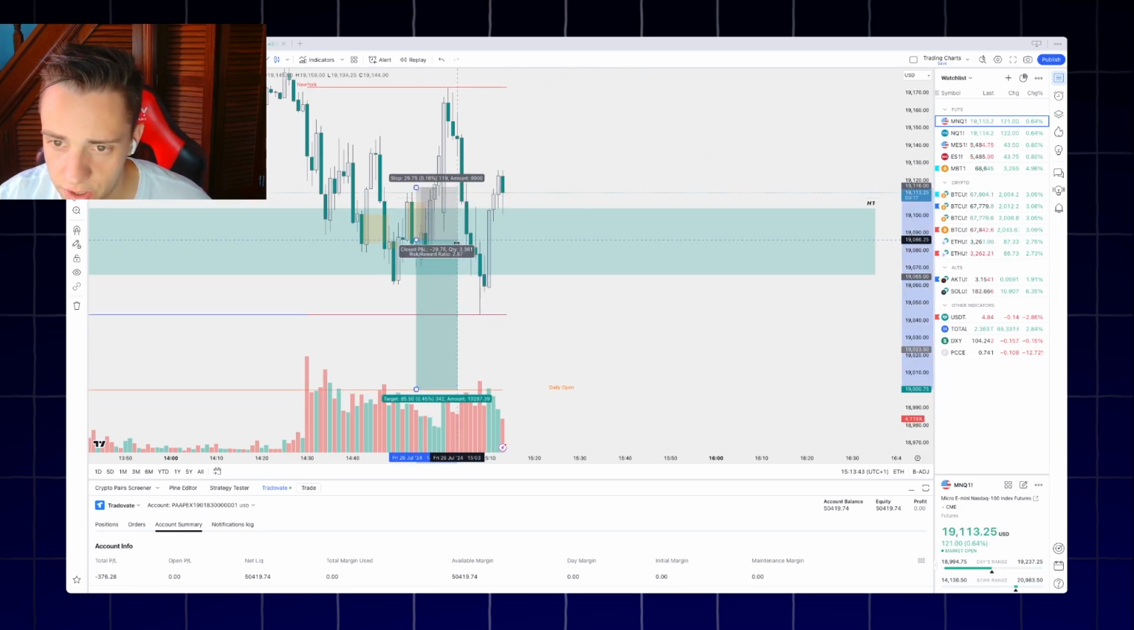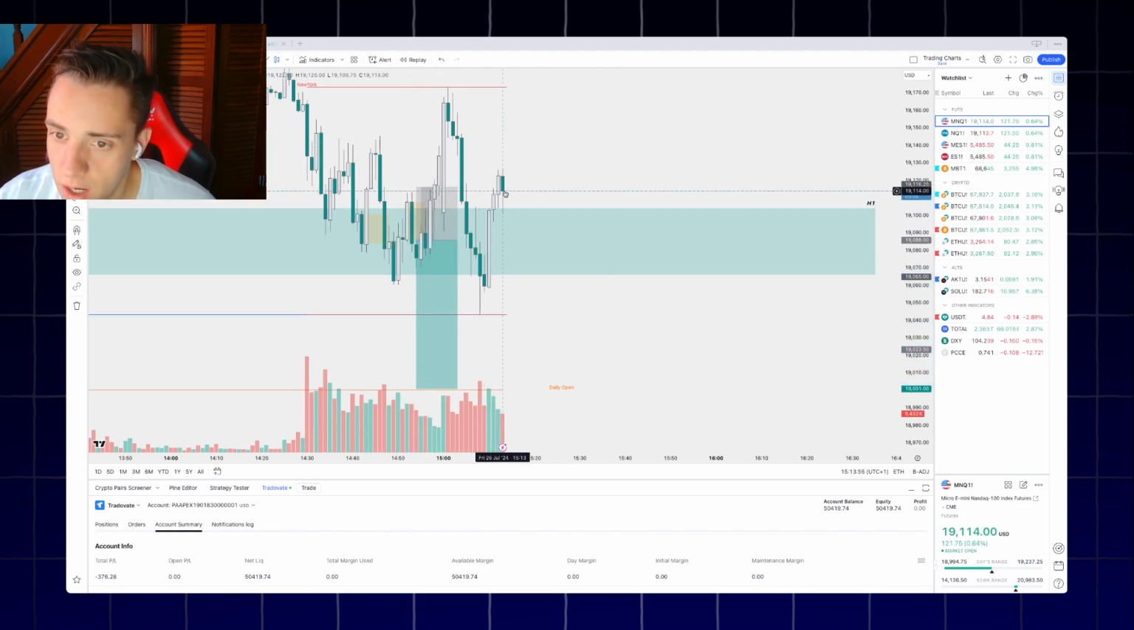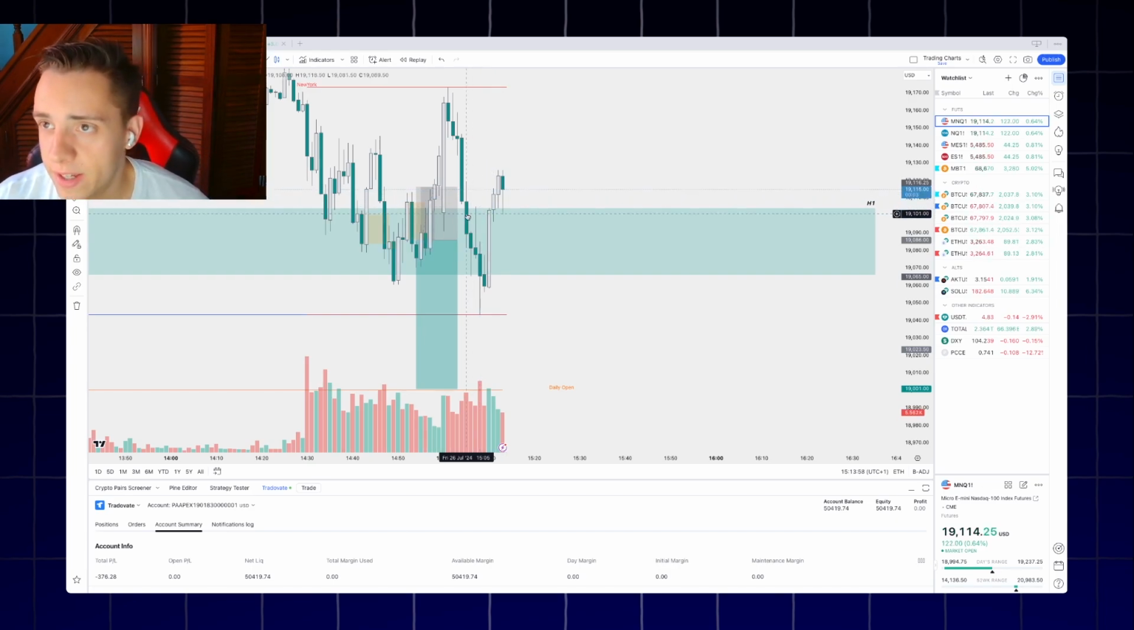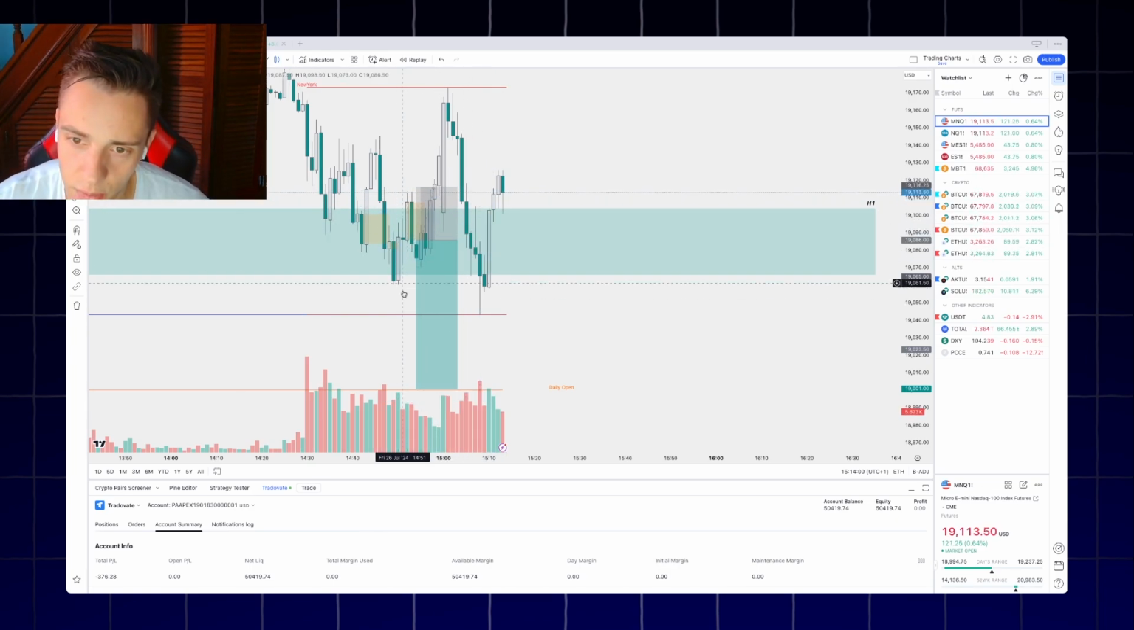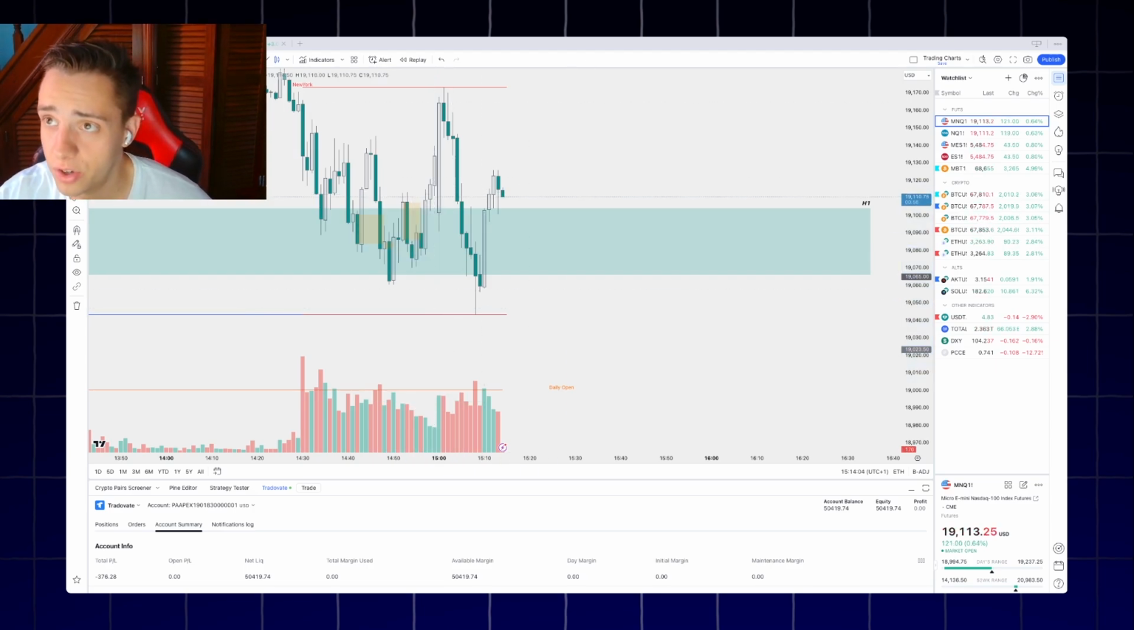So I entered here, and you can see that price sort of respected for a little bit, and then we ended up going higher. Why did we go higher? Why did I take the trades here on what seems to be choppy? Because at the time, I didn't know that we had news.